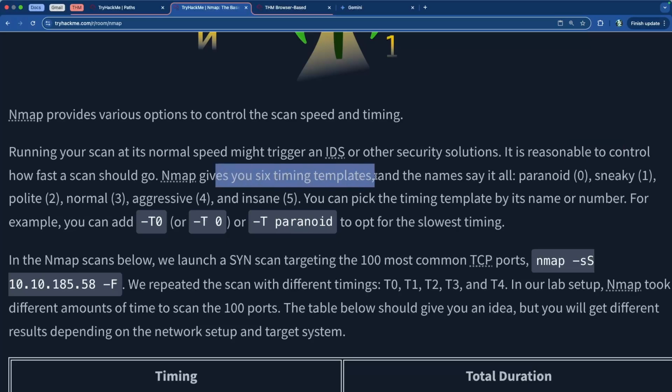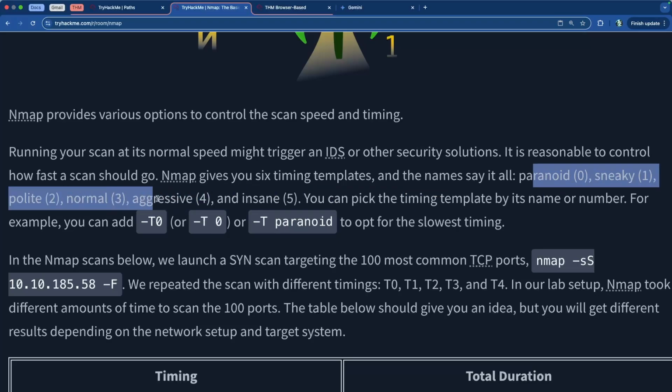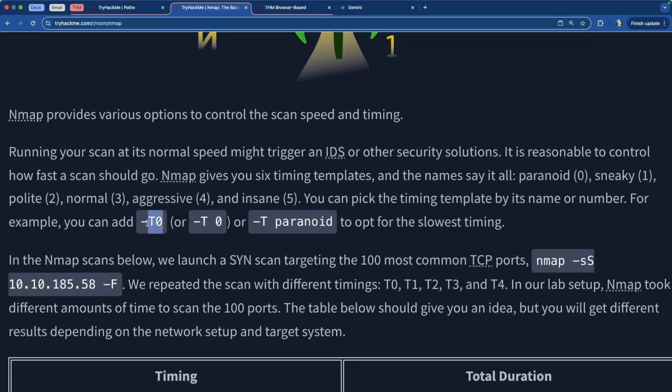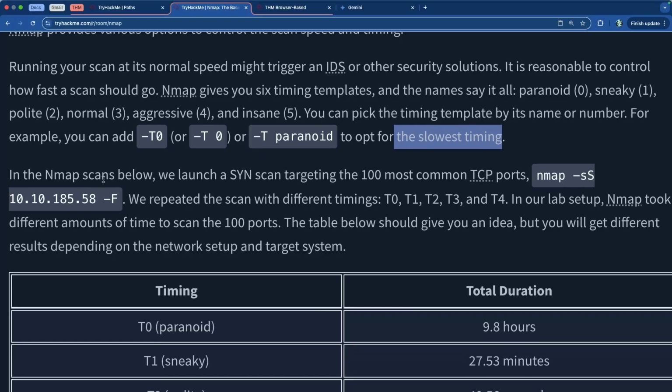It'll give you 6 timing templates, and the name says it all: paranoid, sneaky, polite, normal, aggressive, and insane. You pick the timing template by its name or number. For example, you can do -T0, capital T and then 0, which means you're super paranoid. So you want the timing to be as slow as possible so you're not going to get detected. You can also do -T 0, or you can do -T and then type out paranoid to opt for the slowest timing.